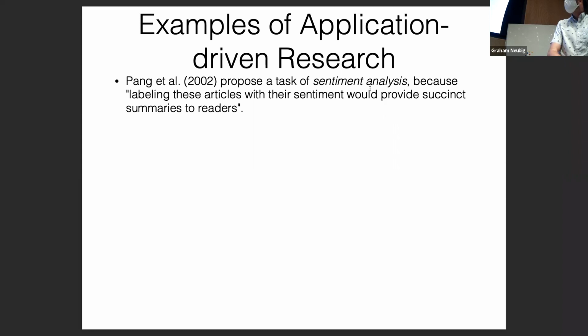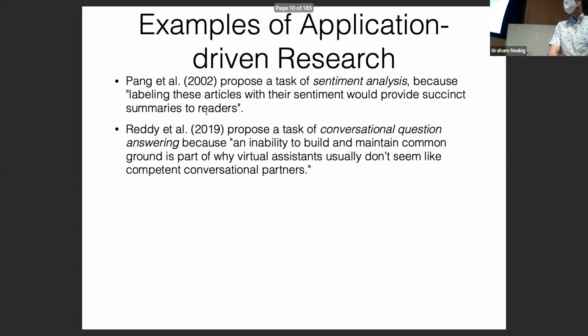Basically, they proposed the task of sentiment analysis because labeling articles with their sentiment would provide a succinct summary to readers. So they had an idea of people who would use the system, readers of reviews, and this would provide something that's more succinct, which presumably would make it easier for them to understand.